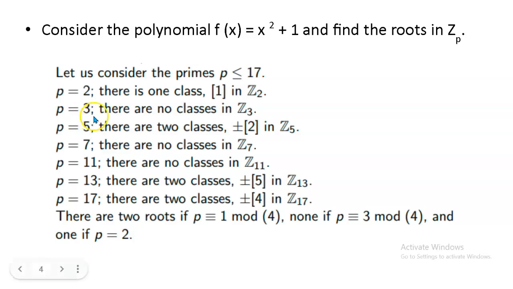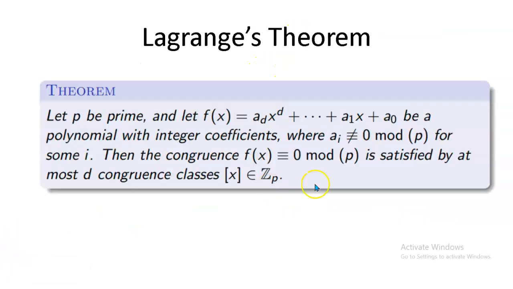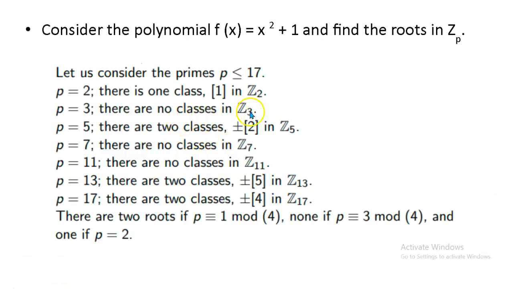Next, for the prime number 3, if you take 3², you get 9, plus 1 is 10, and 5 does not satisfy the condition 0 mod p. So it is not present, and there are no classes in Z_3.